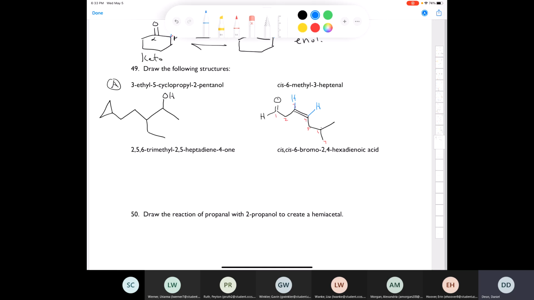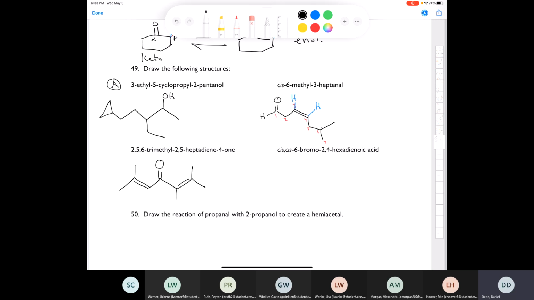Let's see here. 2,5-heptadien-4-one, jeepers. So look, you have heptadiene with double bonds on 2 and 5. So 1, 2, 3, 4, 5, 6, 7. Then you go 1, 2, 3, 4. So there's your 2,5-heptadien-4-one. You have methyl groups on carbons 1, 2, 3, 4, 5, and 6. Also a little bit of a cumbersome molecule.